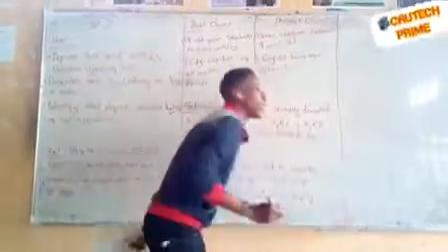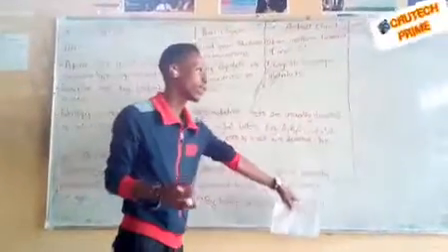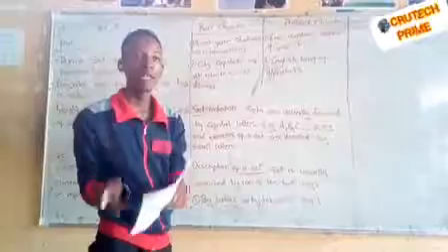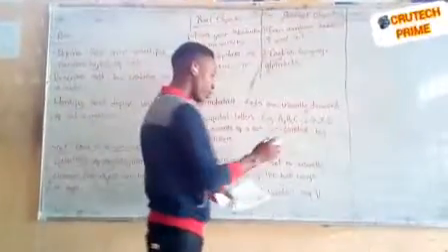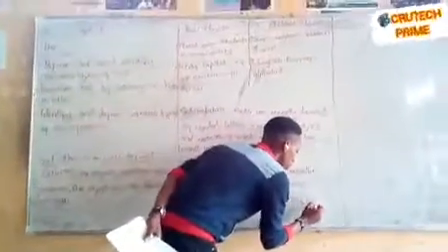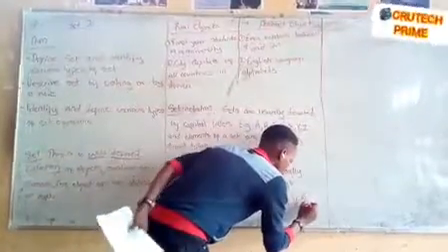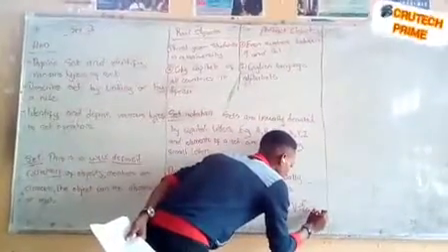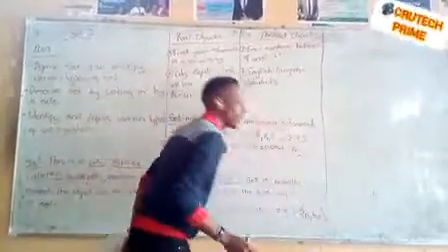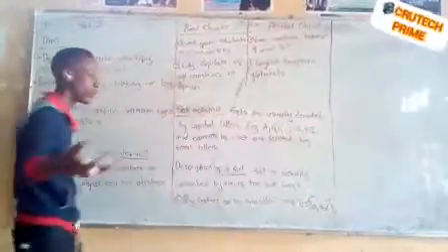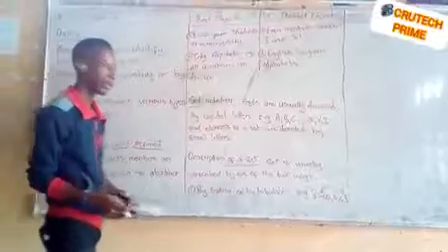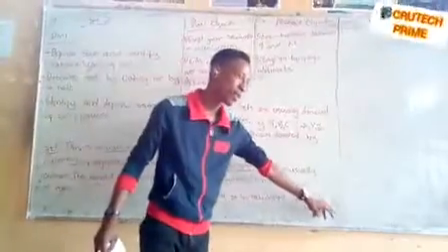Example. Like I said, sets are denoted by capital letters. The elements of the set are denoted by small letters. Example, V equals, let's say, A, B, C. This is a typical example of how we describe sets. V is equal to A, B, C.